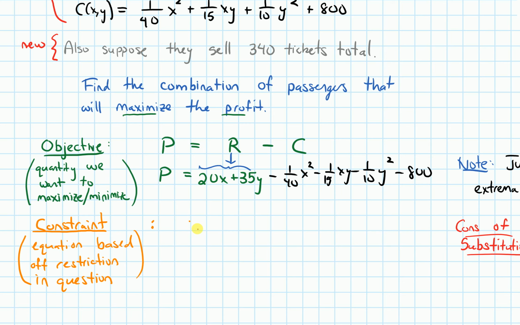So we know that X is the number of economy tickets. Y is the number of luxury tickets. So if we add those together, that total should be 340. And that is our constraint equation. So nice. We want to find the max of the profit function subject to this constraint. X plus Y needs to be equal to 340. So we will do this in two ways. Method 1 we'll talk about in this video. And method 1 is called substitution.